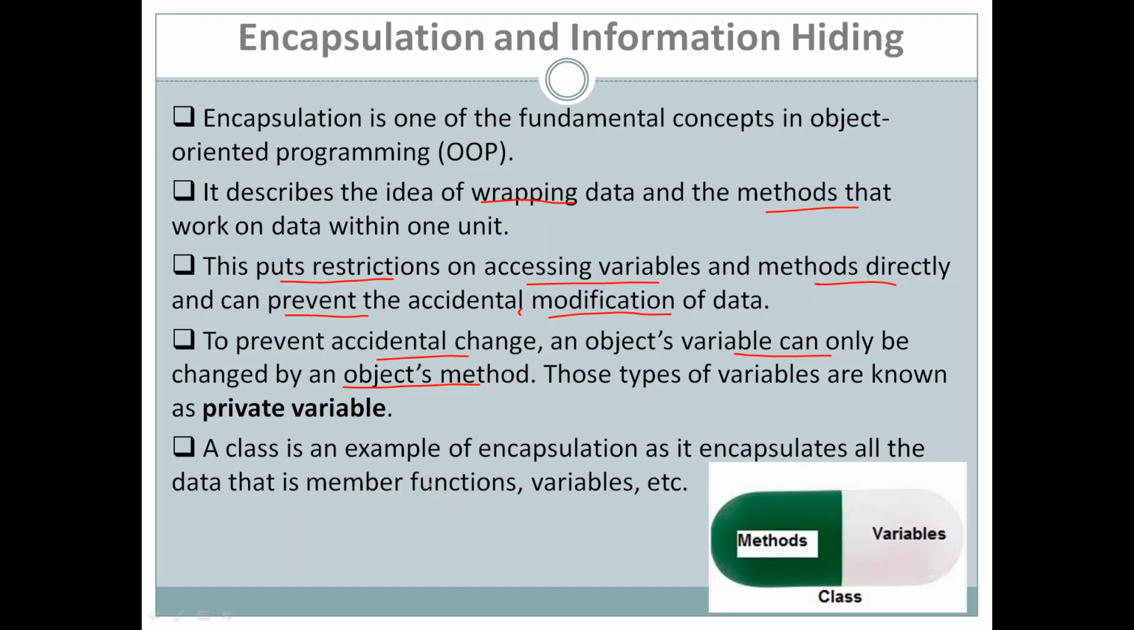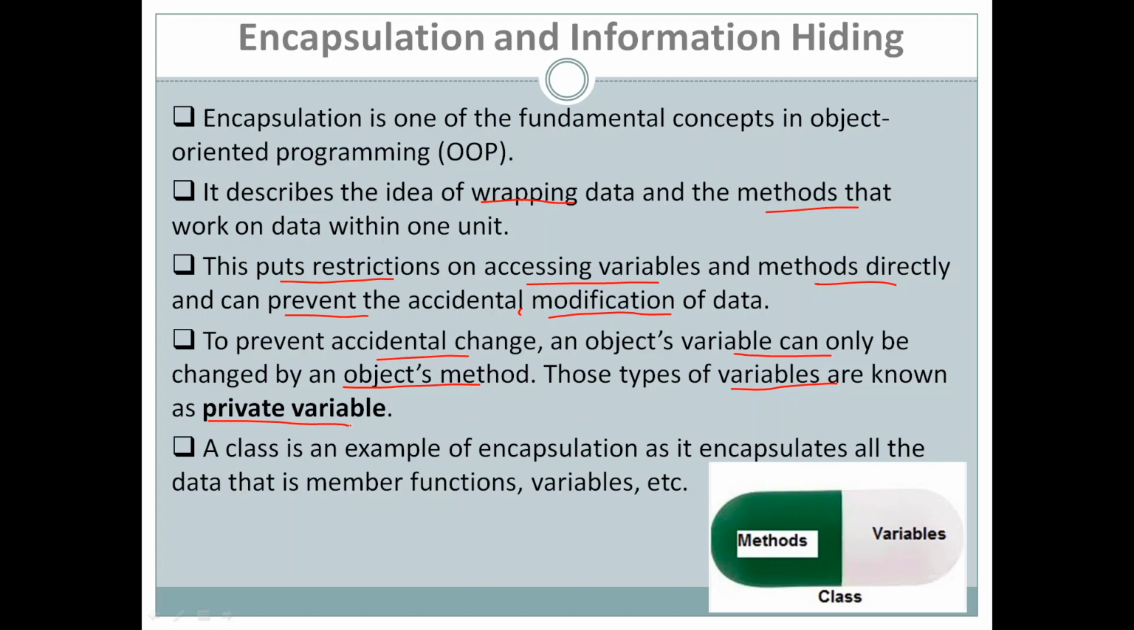To prevent accidental change to the variables, we can make a variable in such a way that only the object's method can make changes to the data, and those types of variables are known as private variables.